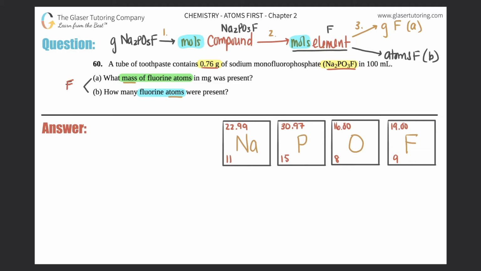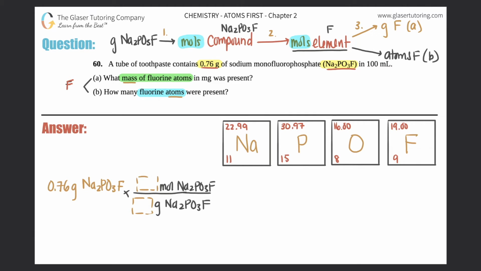So let's get started. We start off with what we're given, 0.76 grams of Na2PO3F, and we just convert, so that means times by that ratio. Grams of Na2PO3F goes on the bottom, and we want moles of Na2PO3F up on the top. What's that conversion that we know between moles of something and grams of something? You guys know the conversion? I'm sure you guys do, right?